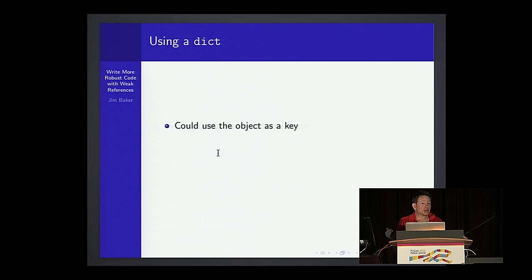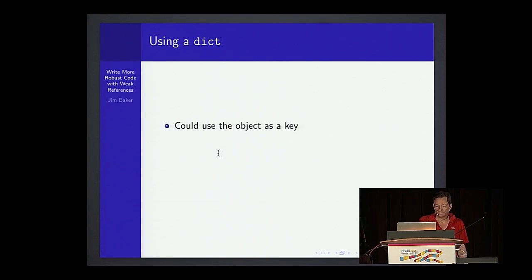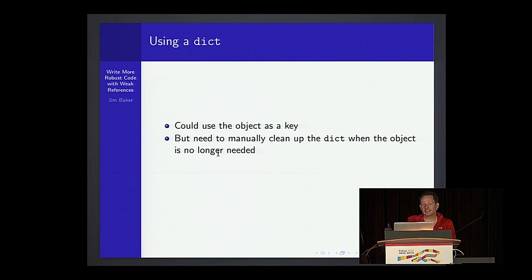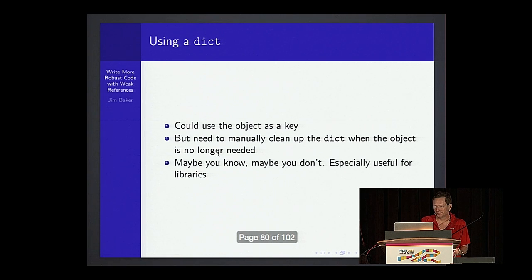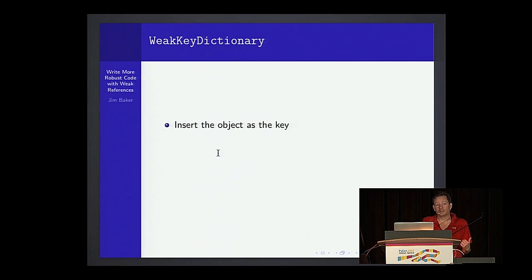So you could use a dictionary as this lookup table, where you use the object as a key, but now you need to manually clean up that dict when the object is no longer needed. And maybe you know when it needs to be cleaned up, or maybe you don't because you're doing it in the context of some library. So it's especially useful for libraries. We can use a weak key dictionary. Very similar sort of idea that we saw with the ordered dict. One side is going to be weak, and the other has a strong reference. In this particular case, it's the key that is weak.